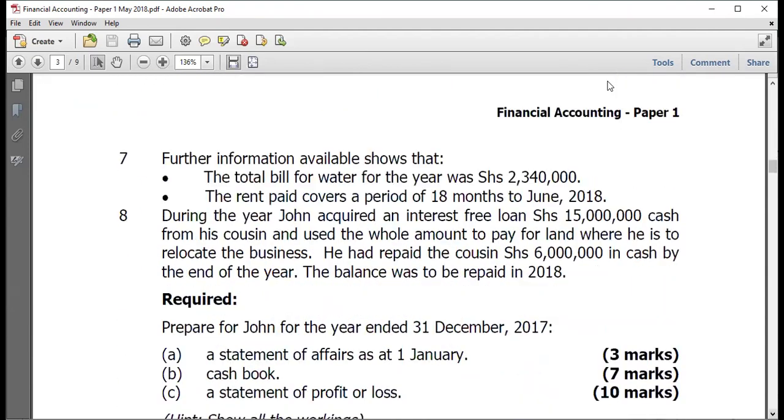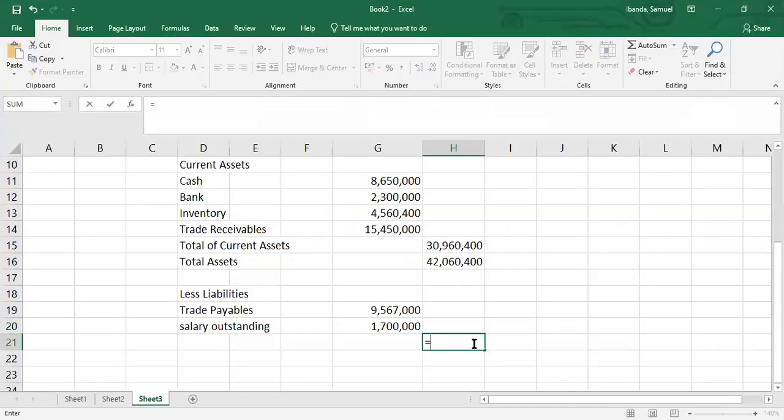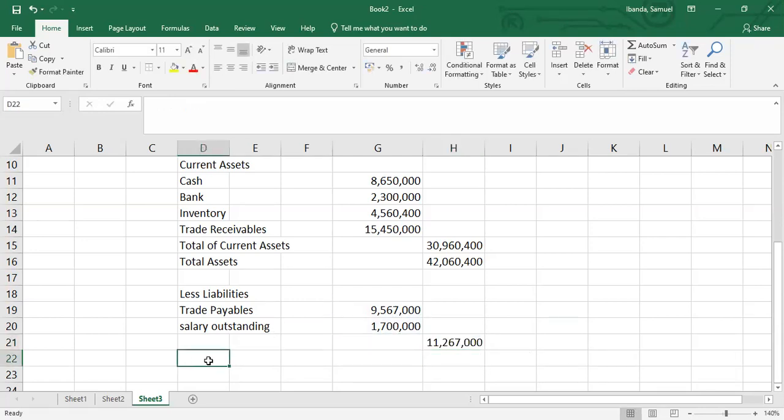But all this information within the additional information basically happened within the year and at the year end. So if we are trying to look for information that happened only at the start of the year, we can only get it from the balances. Now, I didn't have long-term liabilities or non-current liabilities.